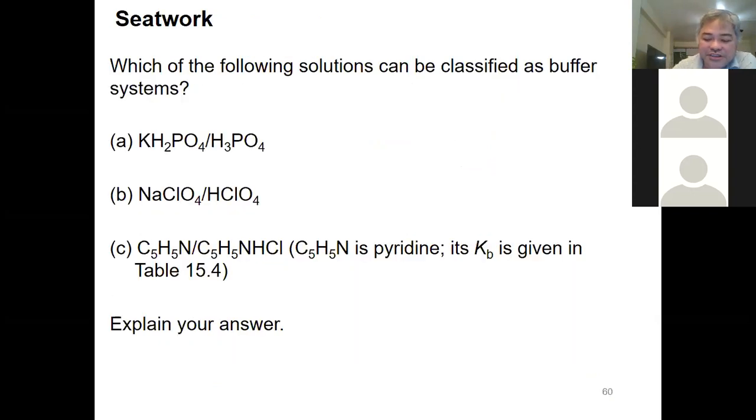Now, let's try to work this one. So alin dito yung buffer system? I want you to work on it. And then maybe after a minute, let me know if each of them can be a buffer or not. Yung letter B po, buffer. Yung letter B, buffer. Remember our definition of a buffer.